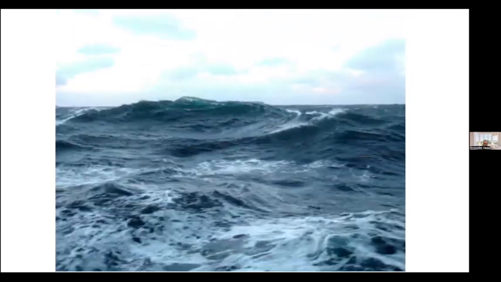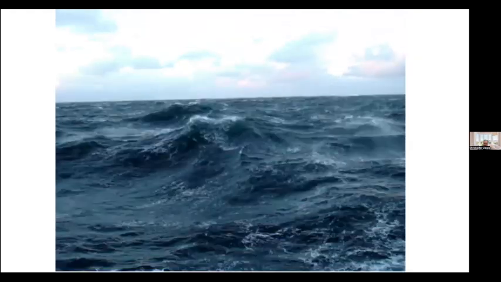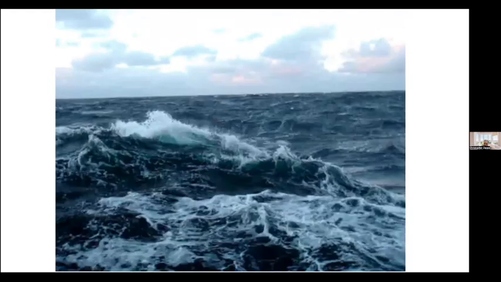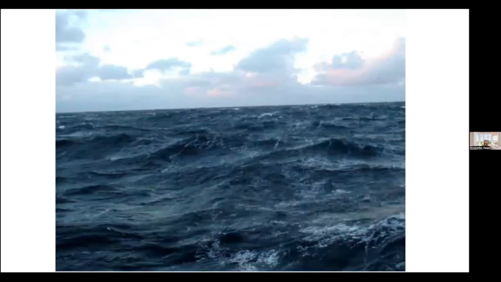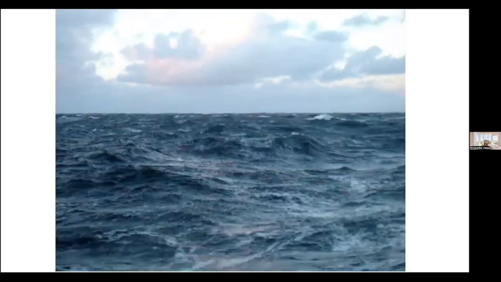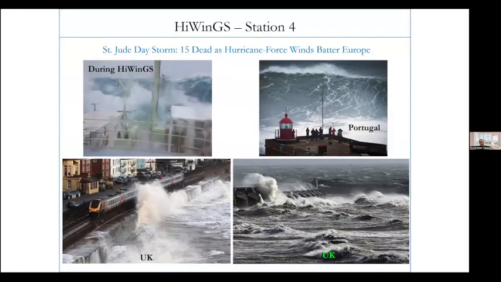But where is it? It should be coming up here. And waves kind of just come out of nowhere sometimes, and there it is. You had no idea it was coming, and you just kind of get sideswiped. But I really enjoy going to sea and being in these kind of conditions.